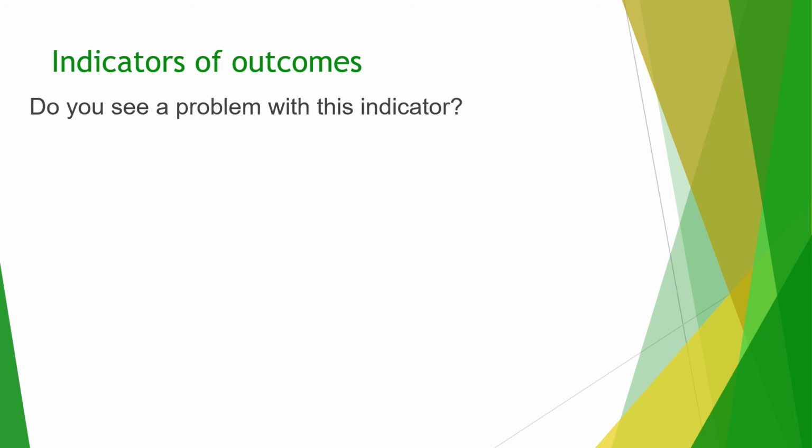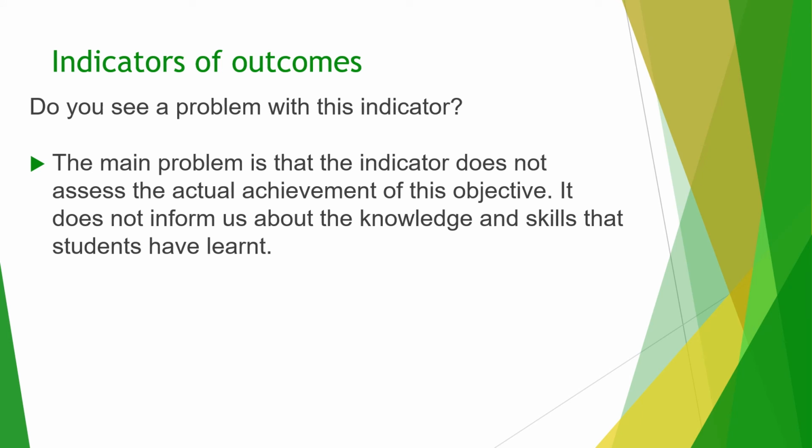So the question was, do you see a problem with this indicator? Yes, indeed, because the indicator does not assess the actual achievement of the objective. The indicator does not tell us if learners have actually acquired the knowledge and the skills needed to promote sustainable development. What the indicator does is inform us about the intent of government to address these particular issues in policies, in the curricula, in teacher education, and student assessments. But it does not really inform us about the achievement, about what students actually have learned.